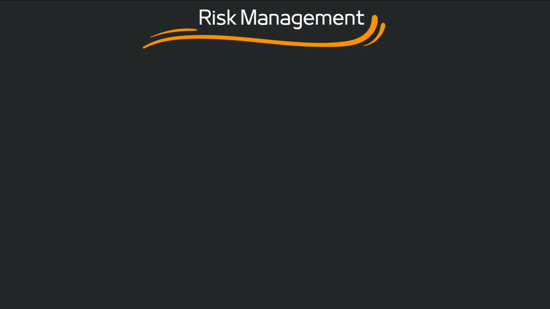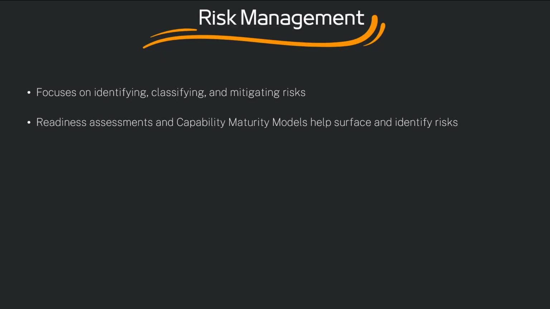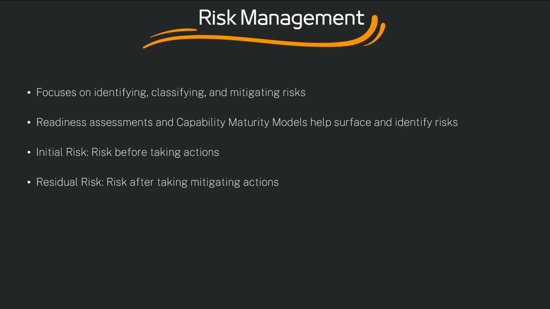Risk management is an important aspect of your work. It focuses on identifying, classifying, and mitigating risks. Readiness assessment and capability maturity models help surface and identify these risks through the rich discussion you have with the people involved. There are two types of risk we document. The first is initial risk, which is the risk before taking any action. And the second is residual risk, which is the risk after taking some mitigating action.